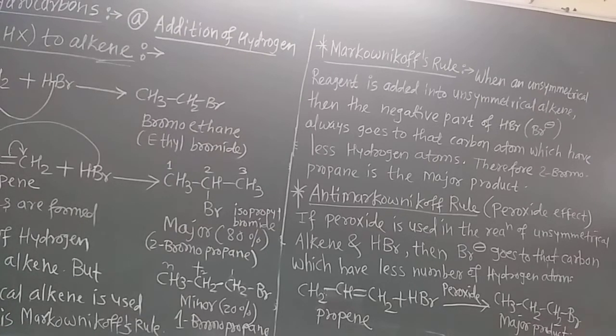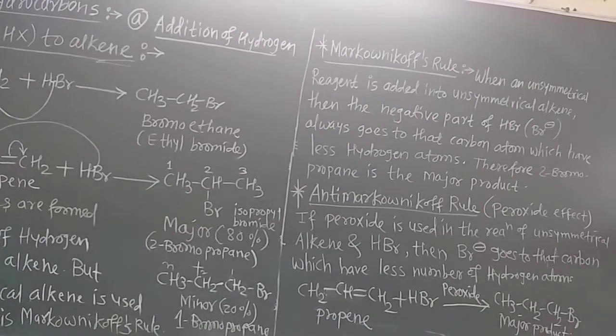Now the next topic, which is part of this topic, is the anti-Markovnikov's rule. It is also called the peroxide effect or Kharasch effect. This also we learn in the 11th standard. Now if we use peroxide in the same reaction of addition of HBr to propene, the major product is only 1-bromopropane, that is the normal propyl bromide, and not 2-bromopropane. Why? Because here peroxide is used.